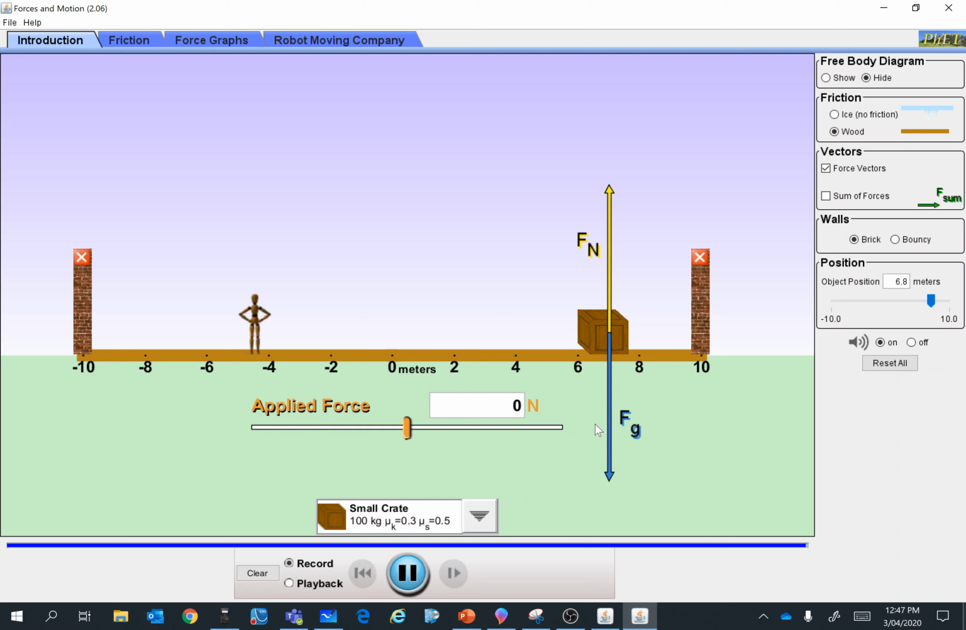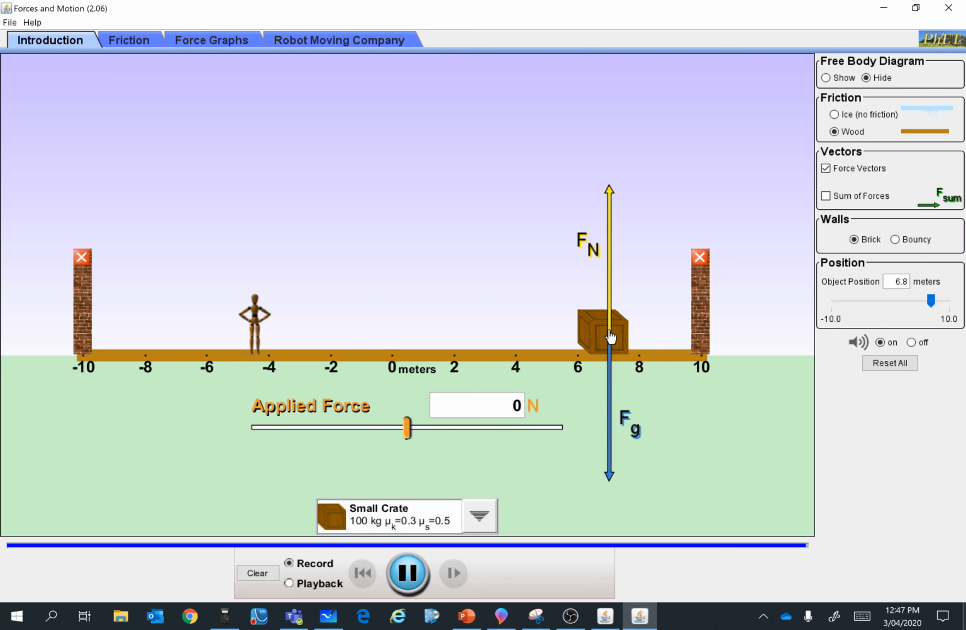We have this force in the downwards direction called Fg. That's force due to gravity. So this box has a mass, and that mass is being acted on by a gravitational force which gives it a weight. So sometimes you'll see F with a subscript W instead of Fg. So we can call that Fg or Fw.